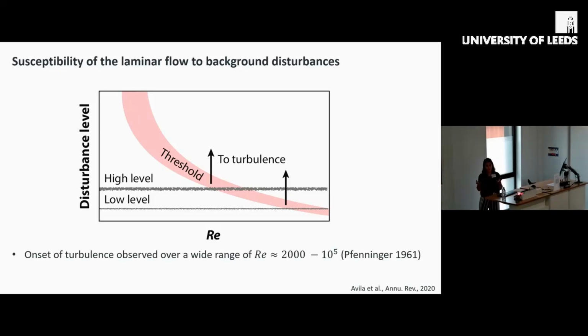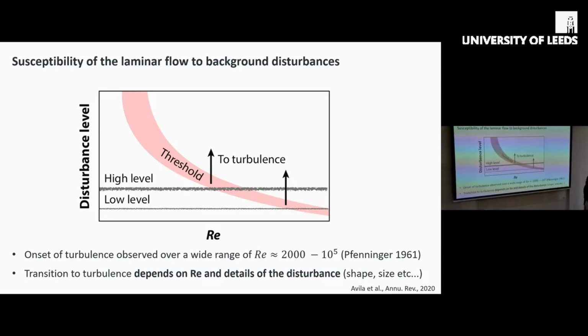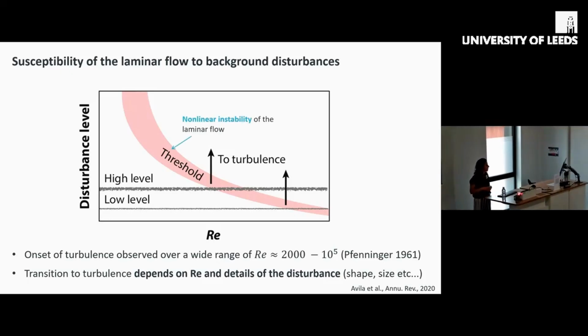So when laminar pipe flow is disturbed at finite amplitude, it may transition to turbulence or not, depending not only on the Reynolds number, but also on the level and form of disturbances. And this is what makes this problem very hard to study theoretically, because we need to determine this threshold for transition to turbulence, which is a nonlinear instability threshold, and it depends both on the Reynolds number and on the details of the disturbance.